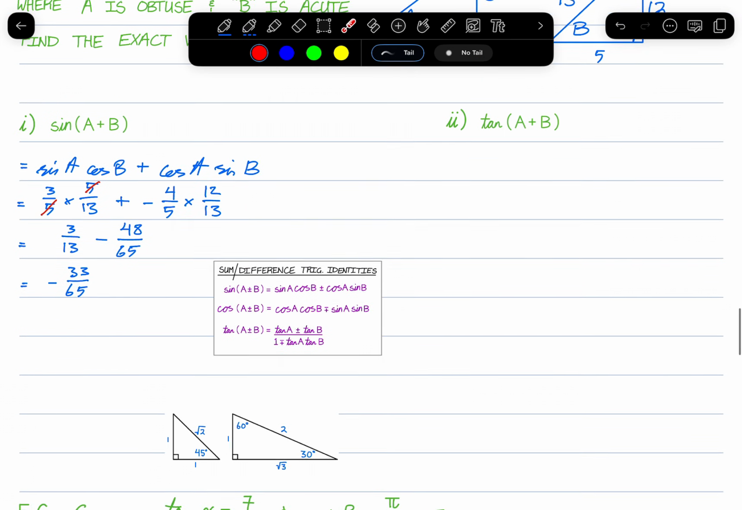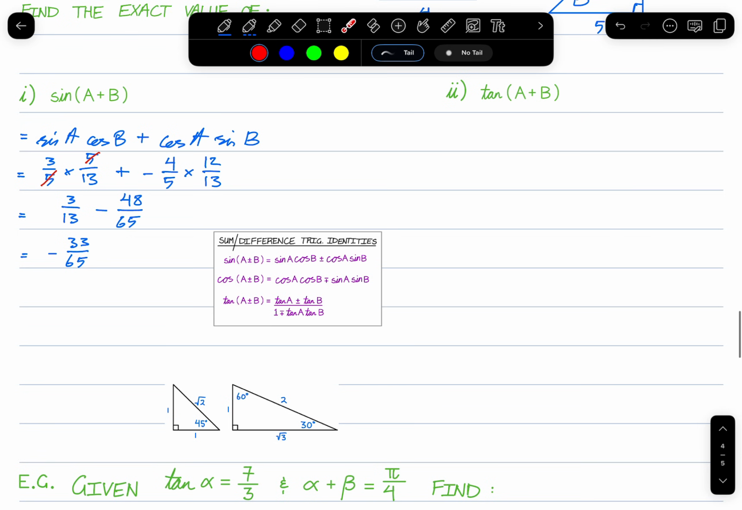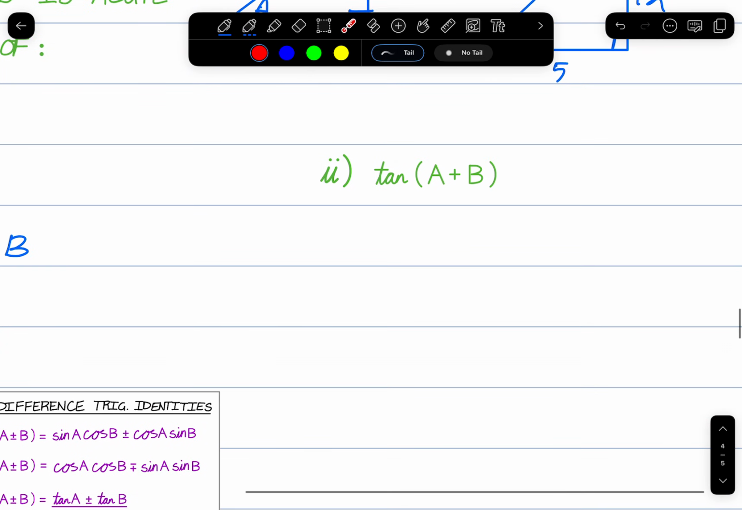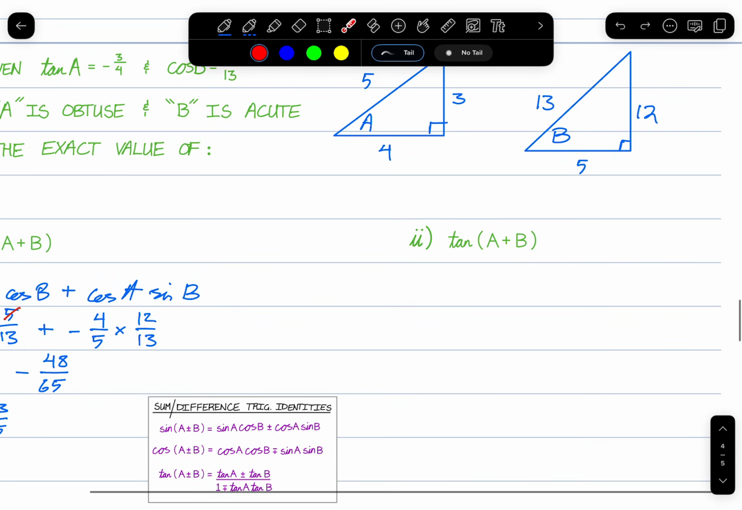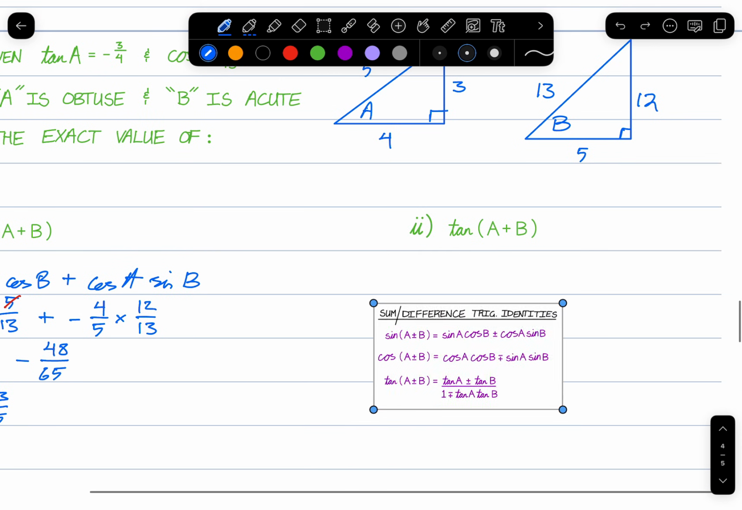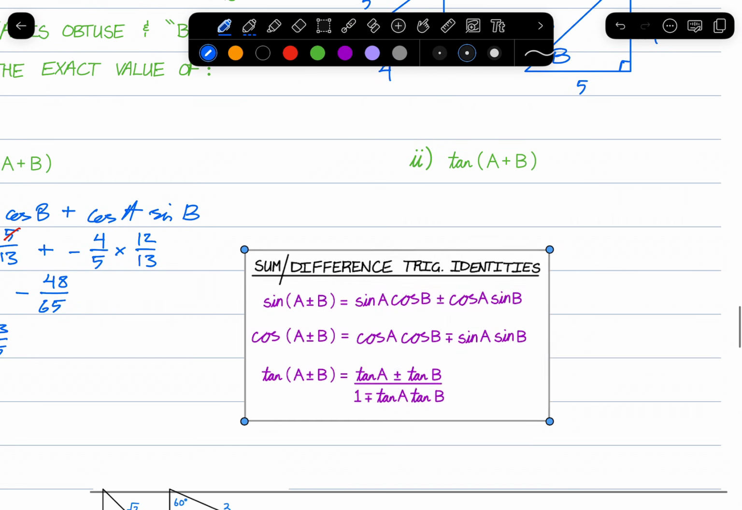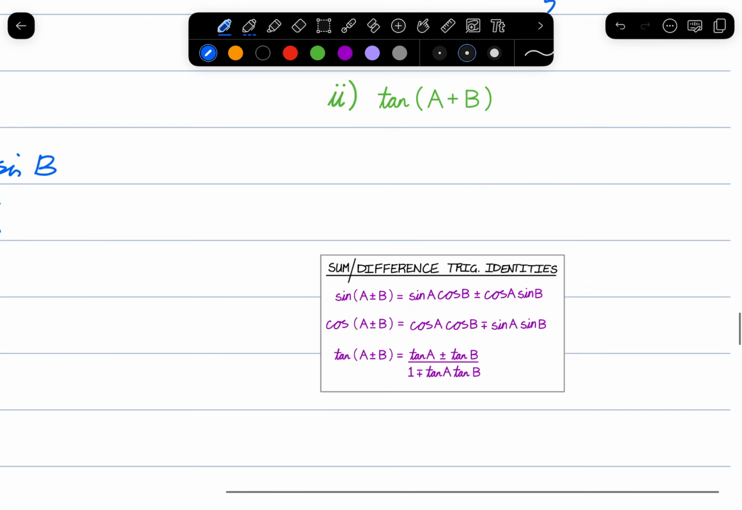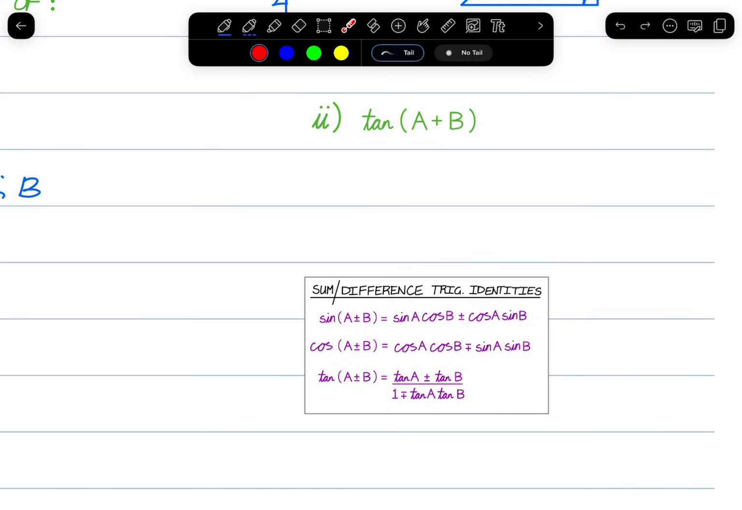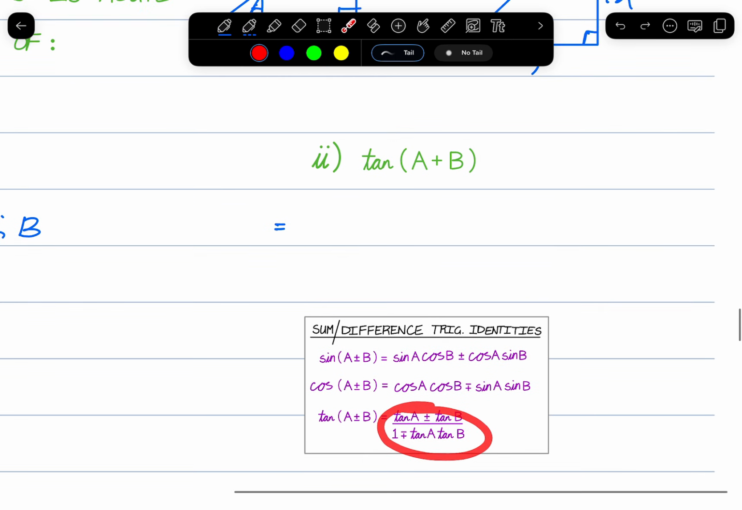Now that you've seen this problem, I hope you can deduce how to figure out this next one. Okay, so here we go. Tan of A plus B, well, that's going to use the sum identity here. Rather than rewrite it, we'll start substituting straight away. It's very easy to read from here.